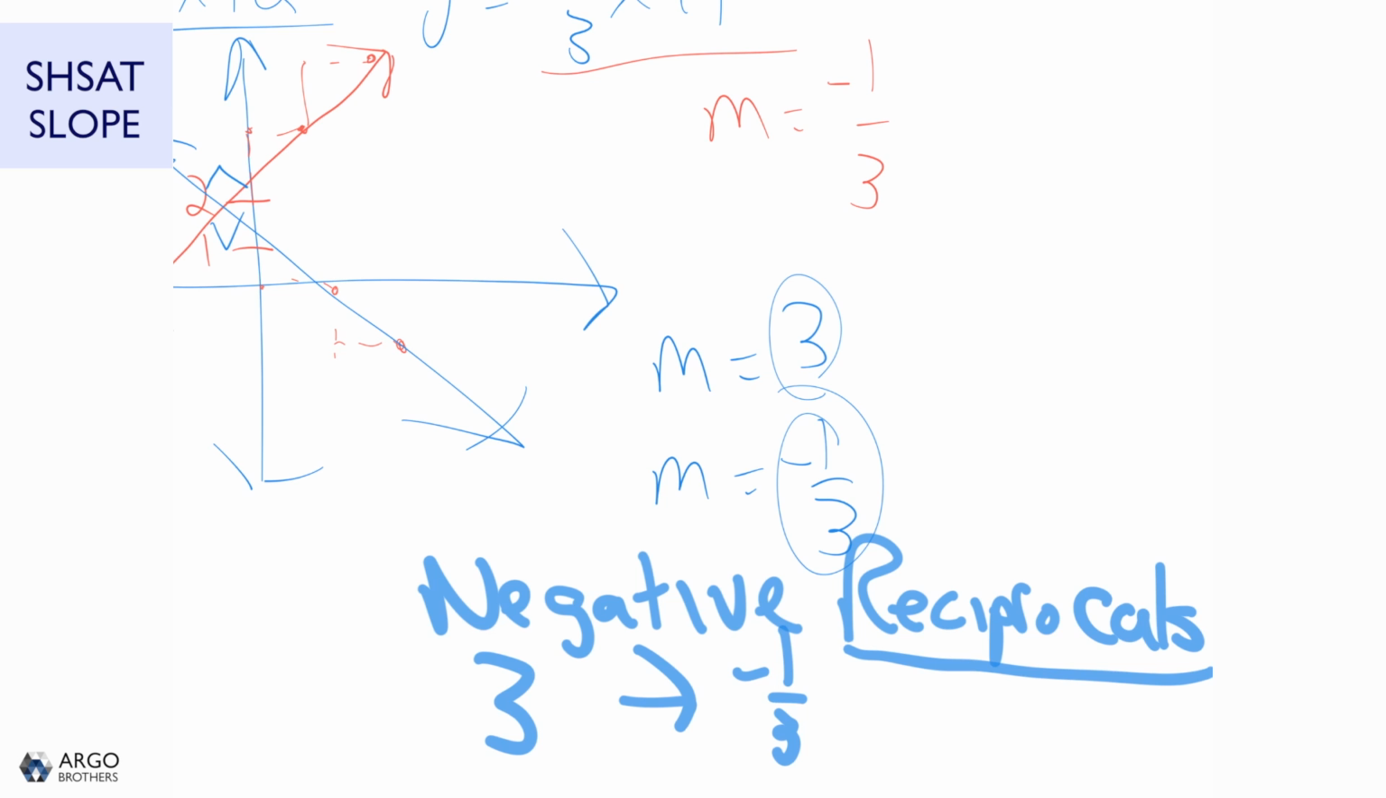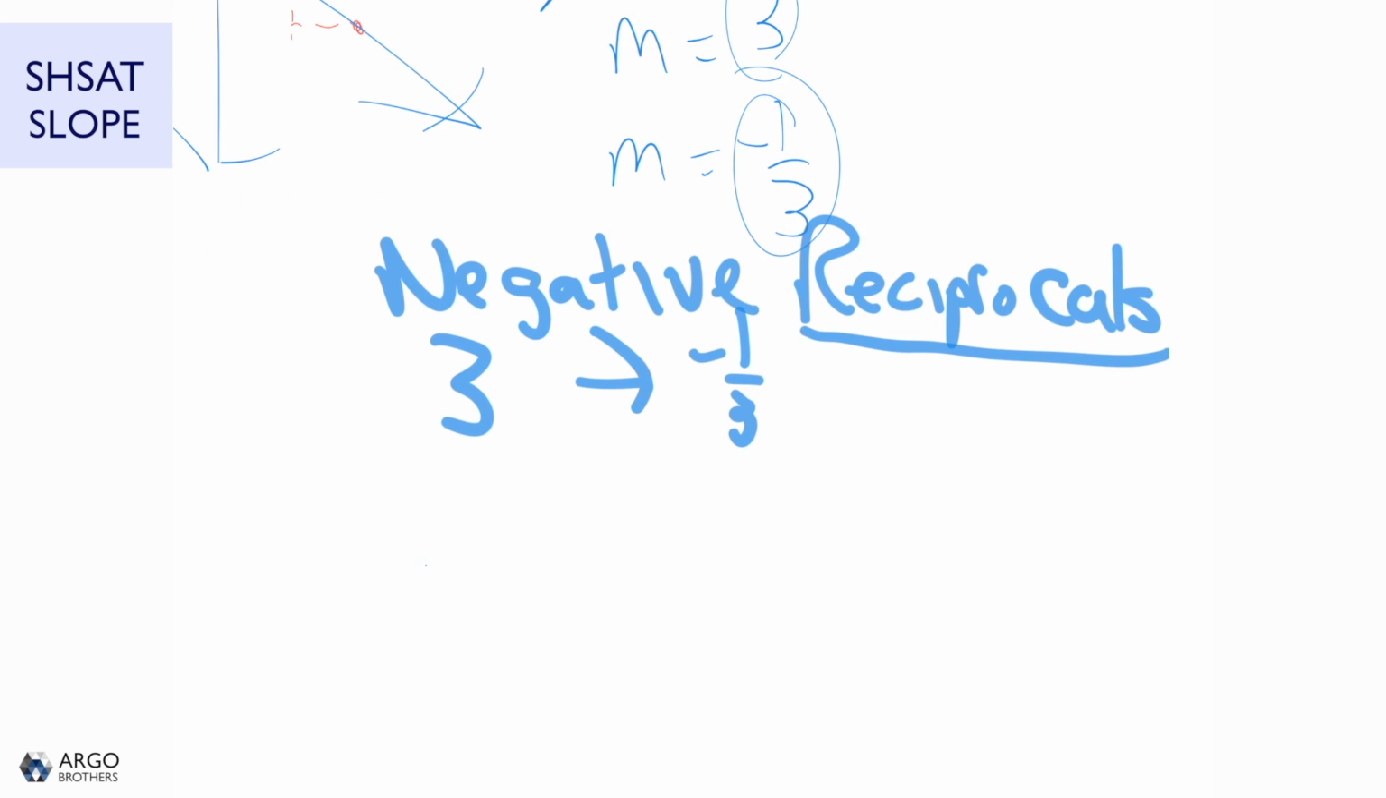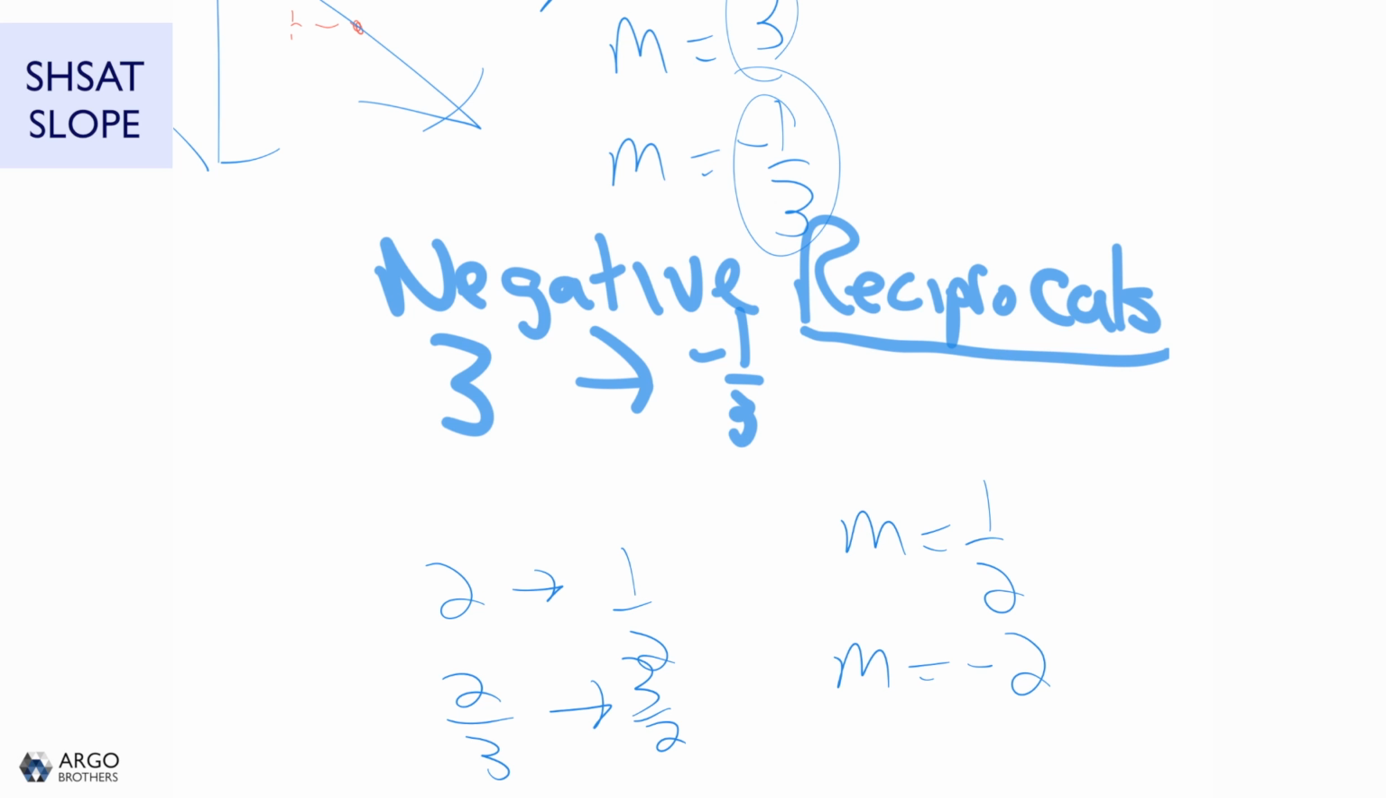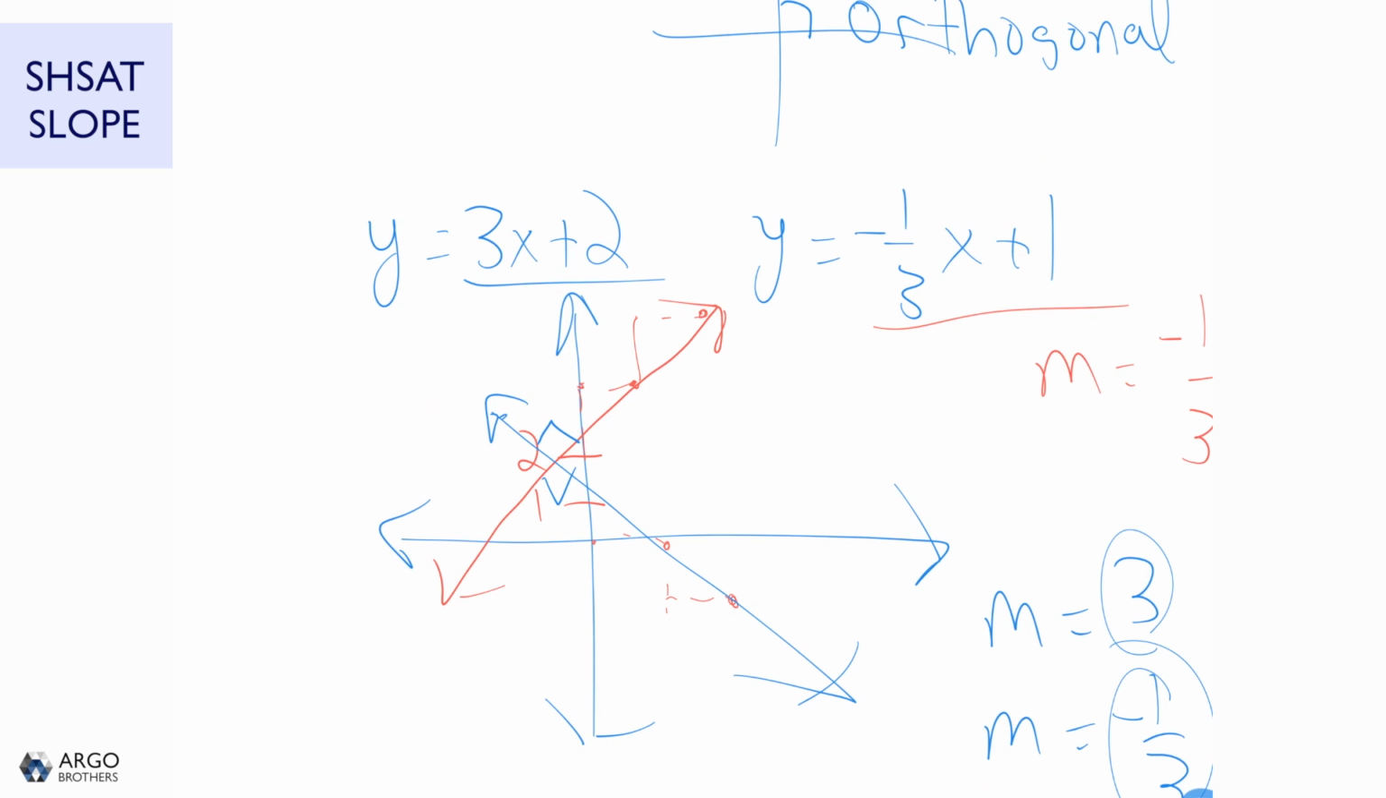So, let's just talk about reciprocals really quickly. The reciprocal of 2 is 1/2. The reciprocal of 2/3 is 3 over 2, and so on. So if we have an m of 1/2, then a slope of a line that is perpendicular will have a slope of -2, or -2 over 1. You see that? And so these two lines have slopes that are negative reciprocals of each other, 3 and -1/3. So you know that when you graph them, they're going to be perpendicular. They're going to have this right angle.